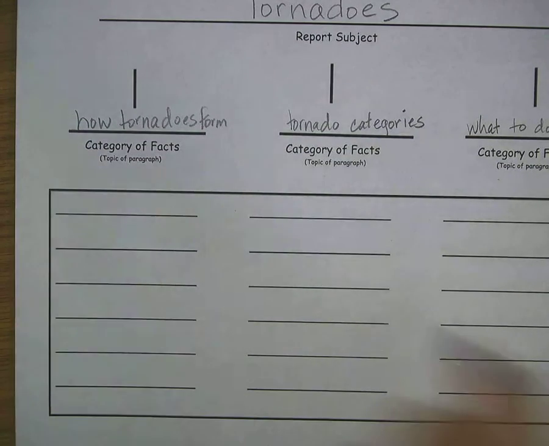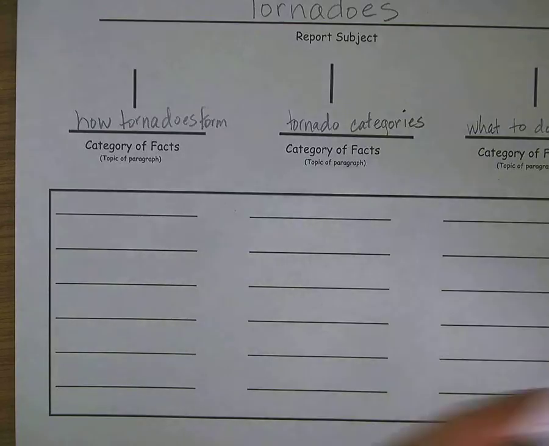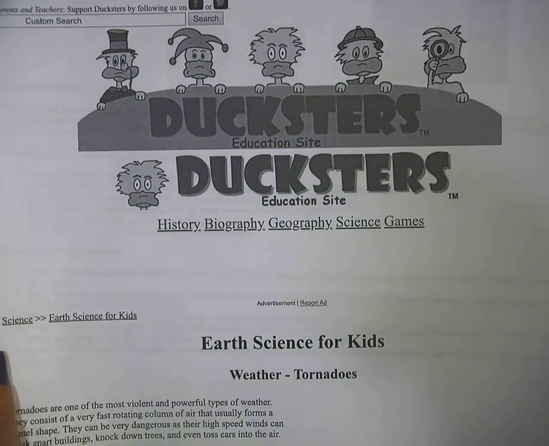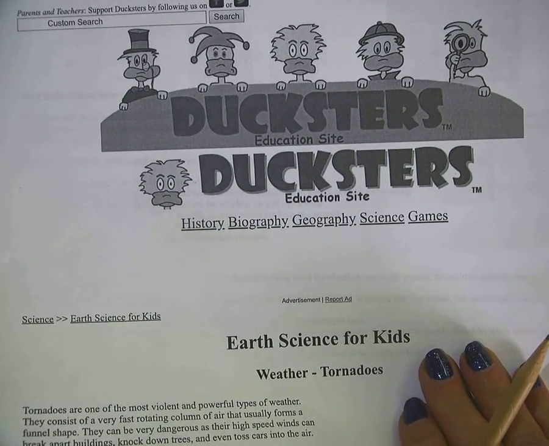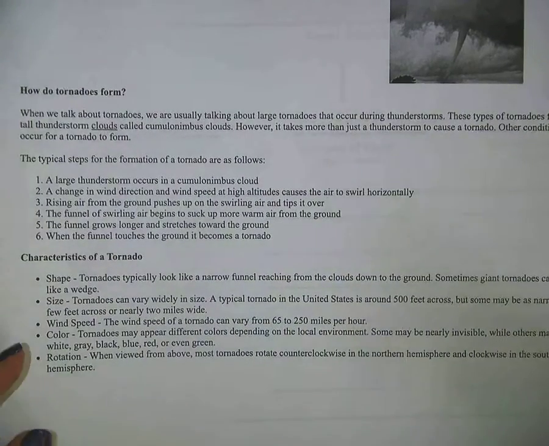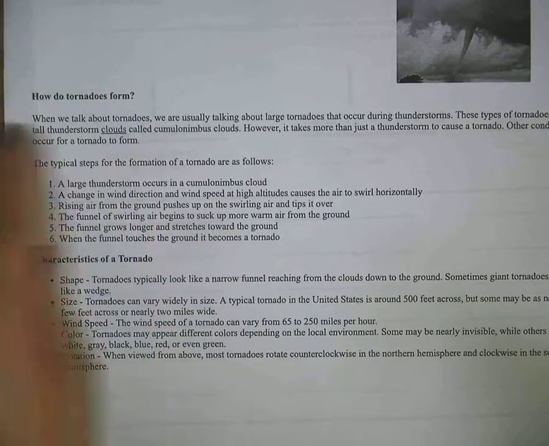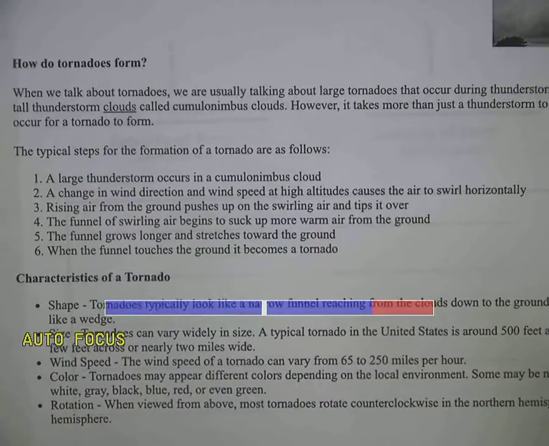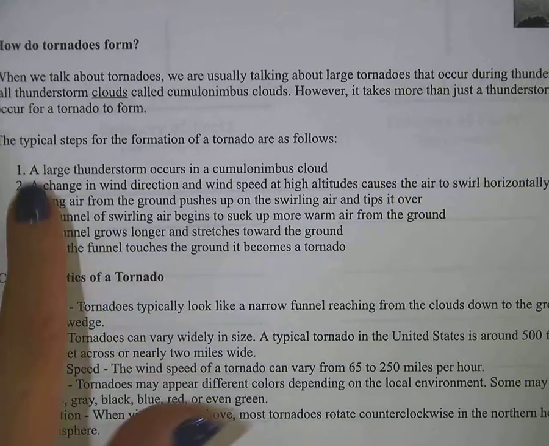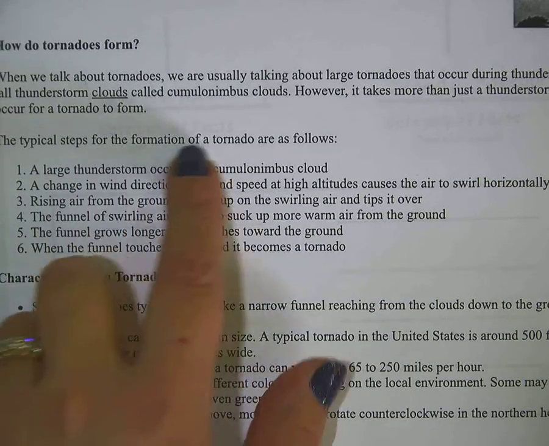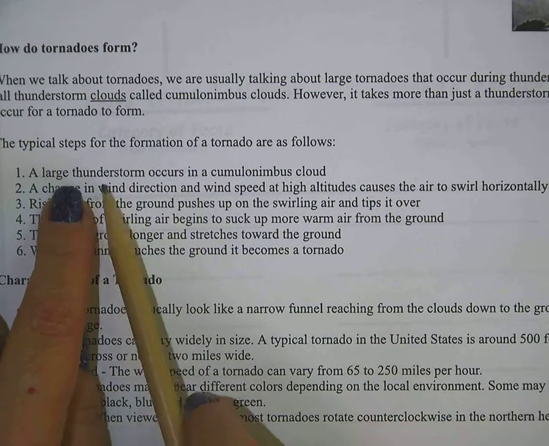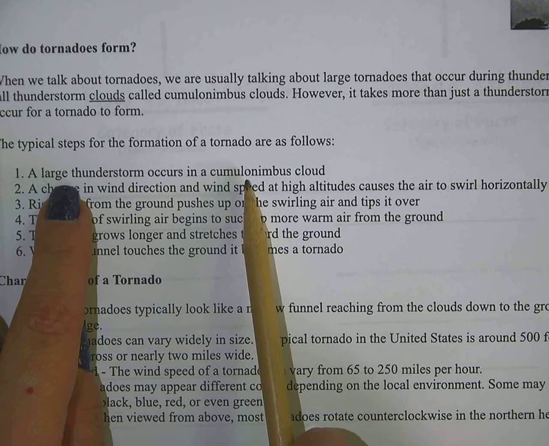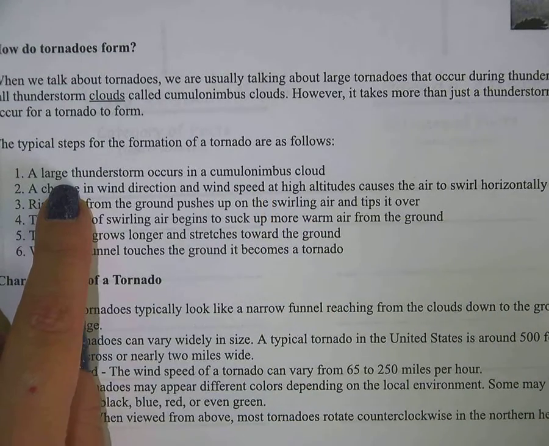So the first one, how do tornadoes form? If you remember, I did a Google search on tornadoes and came up with this article. And it has how do tornadoes form right here. And here are the steps for tornadoes. Typical steps for the formation of a tornado, okay? So it says a large thunderstorm occurs in a cumulonimbus cloud. It's a certain type of cloud.